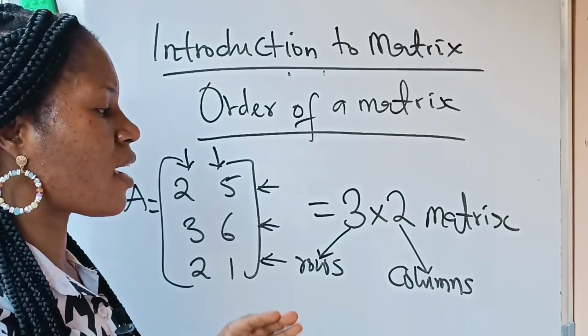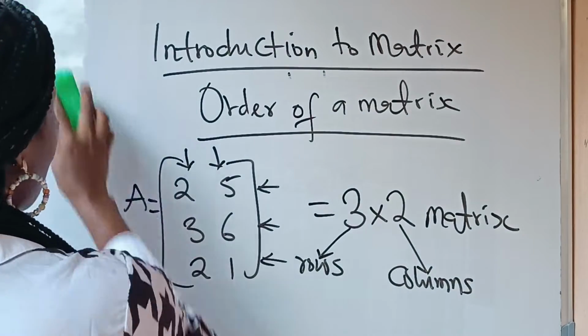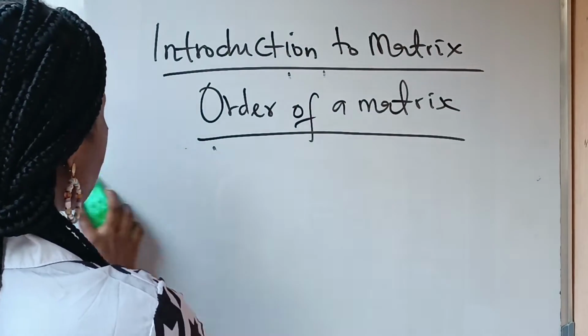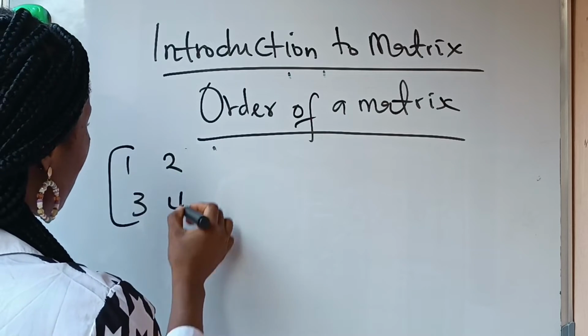Okay, let us go ahead and give another example under this order of a matrix. For example, if you are given a matrix that is in this form, we have 1, 2, 3, 4.